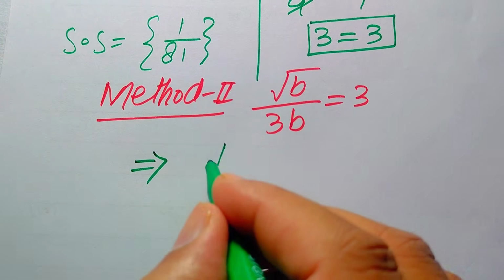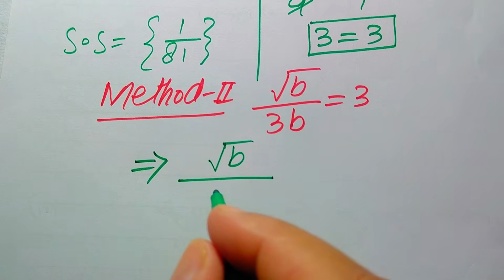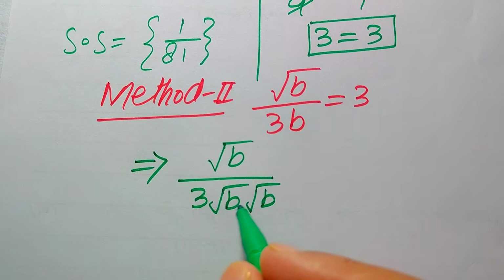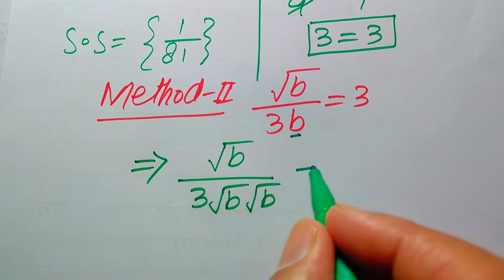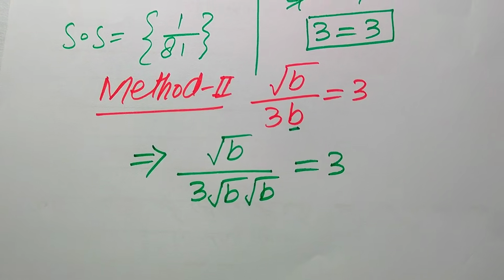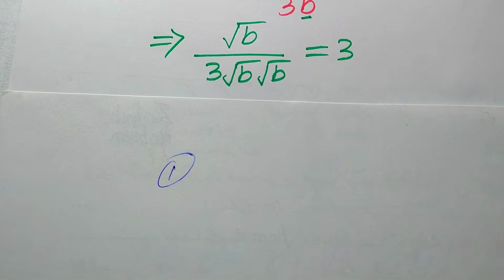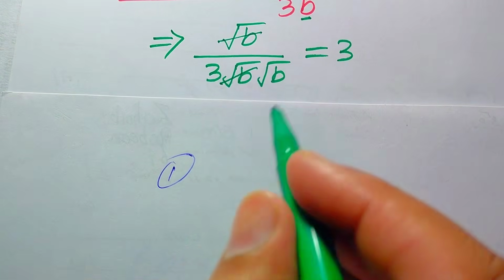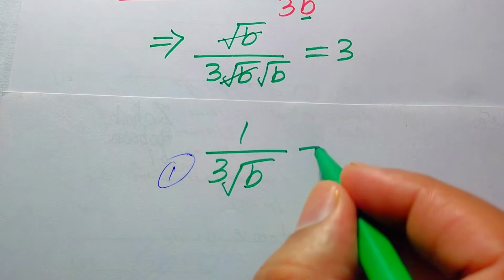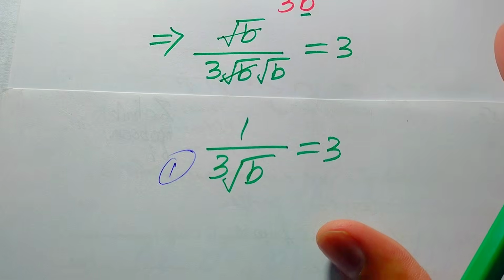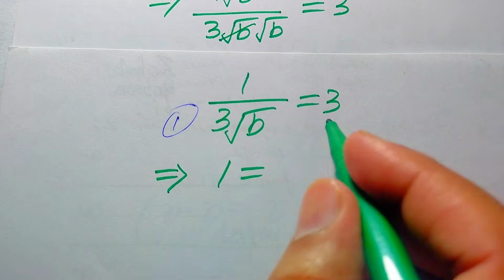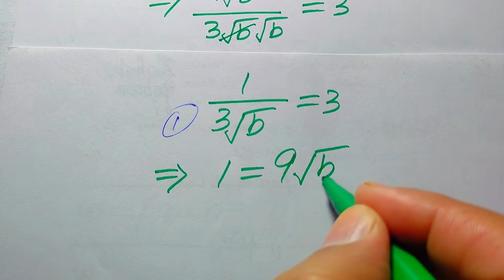Here we focus on the denominator term. This is b, and we write it as the square root of b times the square root of b. We know that the square root of b multiplied by the square root of b becomes b, and this is equal to 3. So in the next step, you see here, this square root of b and this square root of b are gone, and we get 1 divided by 3 times the square root of b is equal to 3. In the next step, we move the term 3 times the square root of b to the right hand side, and we get 3 times 3, which becomes 9 times the square root of b.